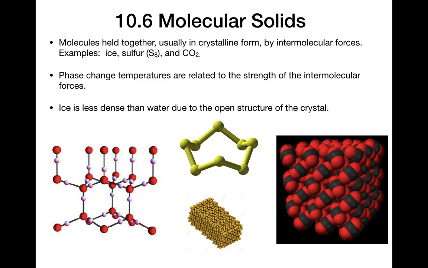In sulfur, we have these S8 molecules in the form of this puckered ring in the middle here, and then those puckered rings stack on top of each other to make the sulfur crystals. Carbon dioxide, you can see, lines up in kind of this staggered way to make a dry ice crystal. So molecular solids are going to be much softer and lower melting point than the other types of solids because of their weak intermolecular forces between them.